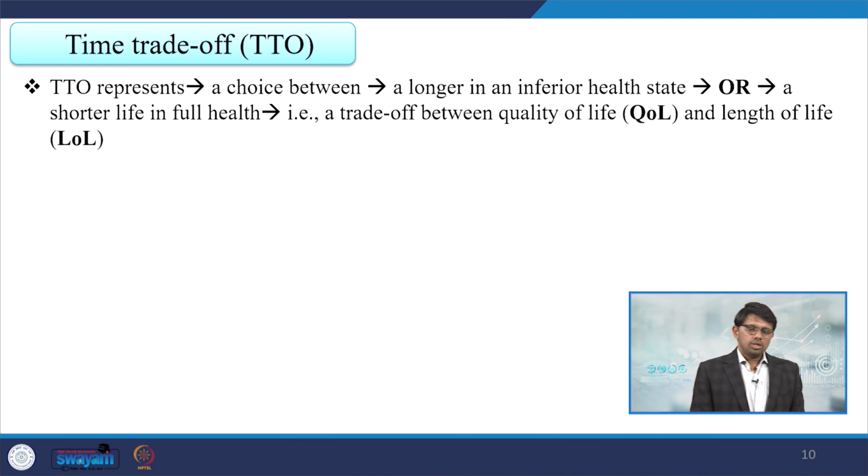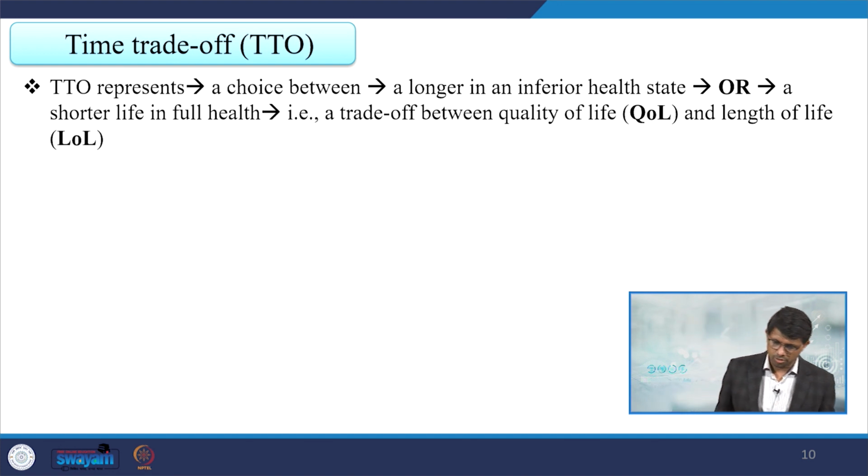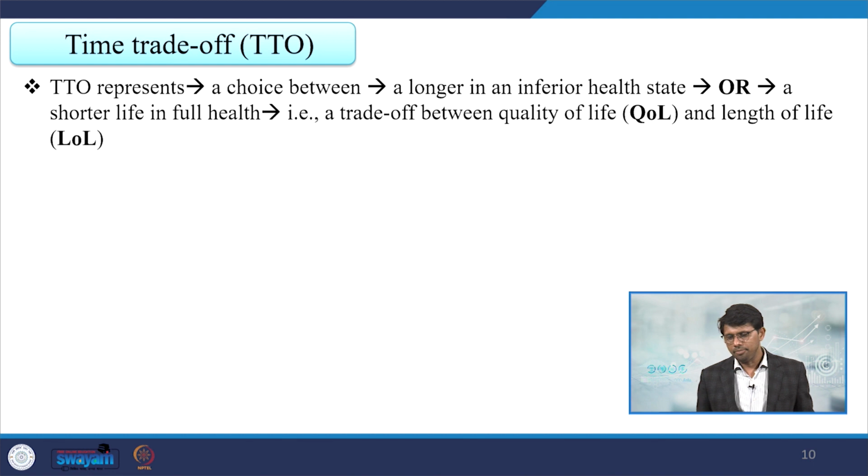Then comes TTO, that is called time trade off. Time trade off is simply a choice with the time. A longer inferior health state, if time is considered to be taking longer, or a shorter life in full length. There is a trade off between these two, between quality of life and length of life. So, whether time really matters or the quality of life matters.